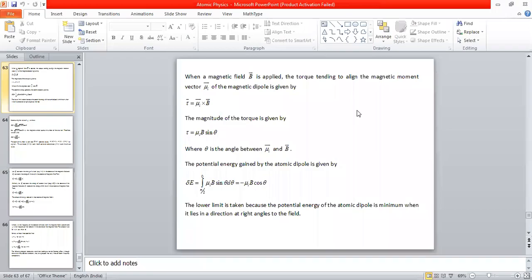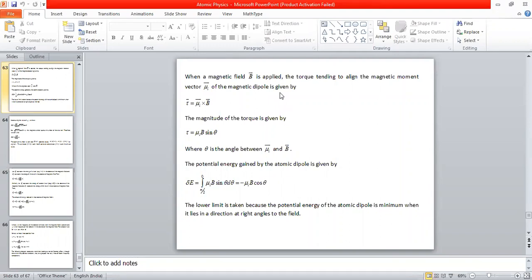So we continue our discussion. I was telling that when the magnetic field B is applied, there is an interaction between the orbital magnetic moment vector and the external magnetic field vector. Because of this, there is a torque. The torque tends to align the magnetic moment vector along the direction of the magnetic field.